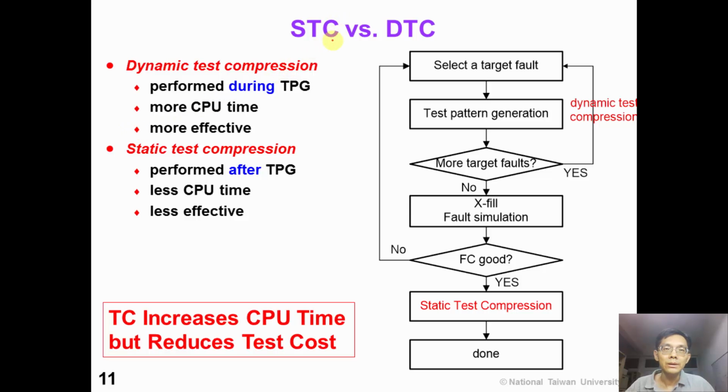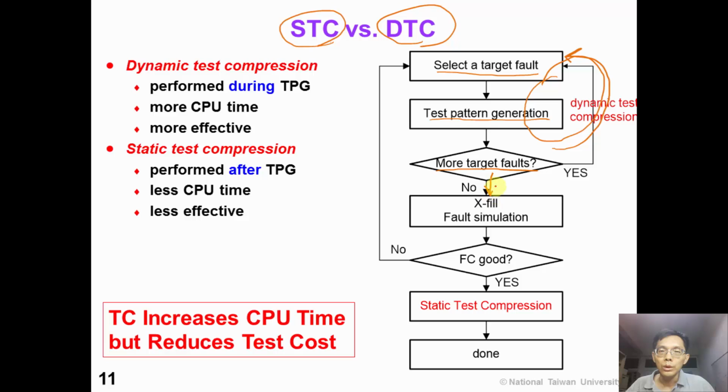This slide compares the concept of static test compression (STC) and dynamic test compression (DTC). In a typical ATPG flow, we first select a target fault, and then we try to generate test patterns for this target fault. After we are done, we try to compact more target faults into the same test pattern. If this is doable, we select the next target fault. We continue in this loop until it is not possible to compress more target faults in the current test pattern.